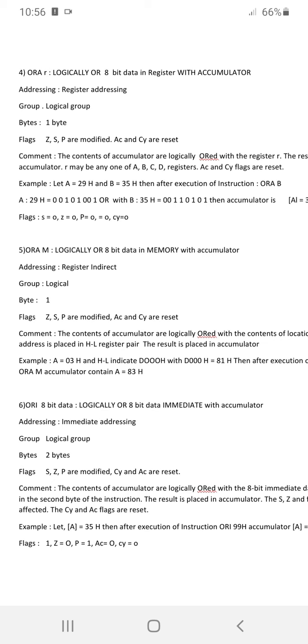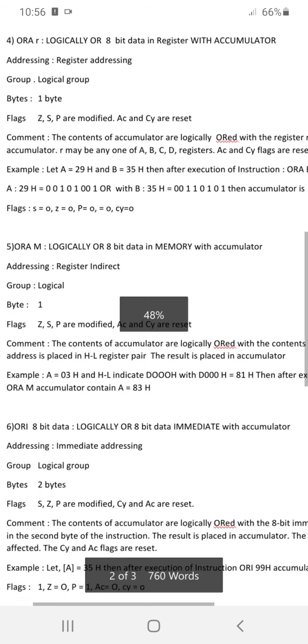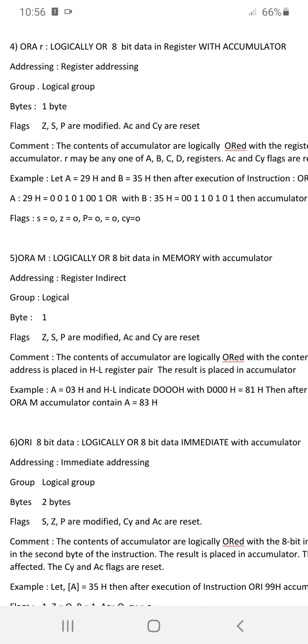Depending on this, there are 3 instructions that we are going to learn today. First, ORA R, that is, logically OR 8-bit data in register with accumulator. As a register is involved, this is a register addressing mode instruction. It is a 1 byte instruction having 1 machine cycle. Here zero, sign and parity flags are modified, and auxiliary carry and carry flags are reset.